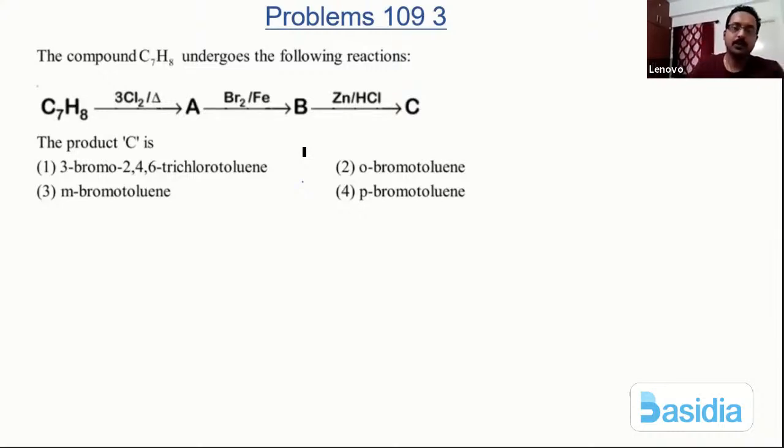Right, so let us solve this question. Now, how do we identify what is the initial molecule? C7H8, then you have 3Cl2 and heating, right?